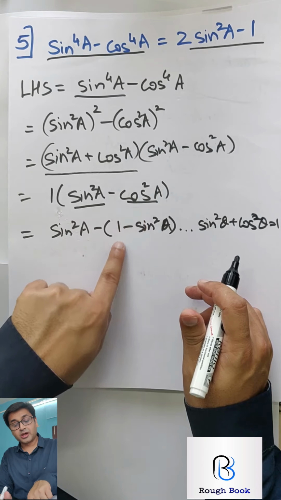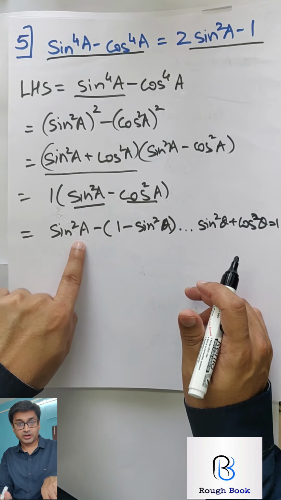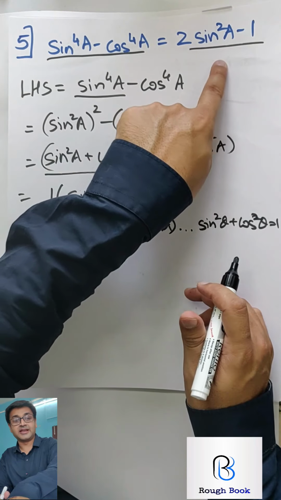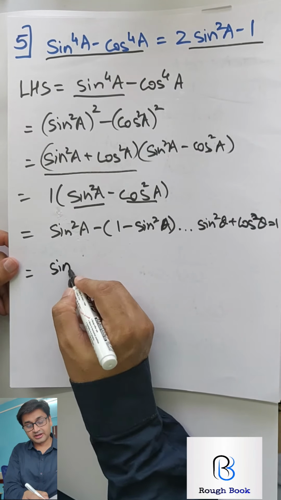Second, cos square is 1 minus sine square. I could have also used sine square as 1 minus cos square, but I don't need that. What I need is sine. Therefore, I am converting only this one. So open the bracket finally.